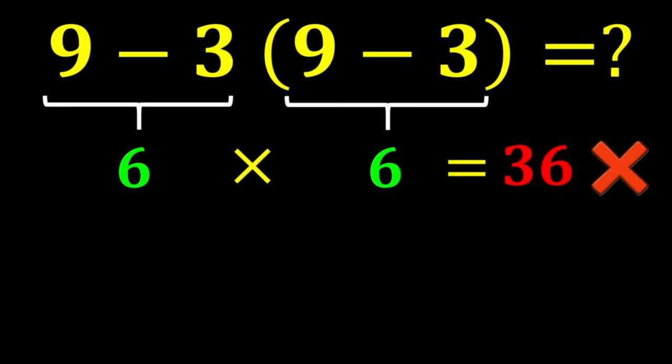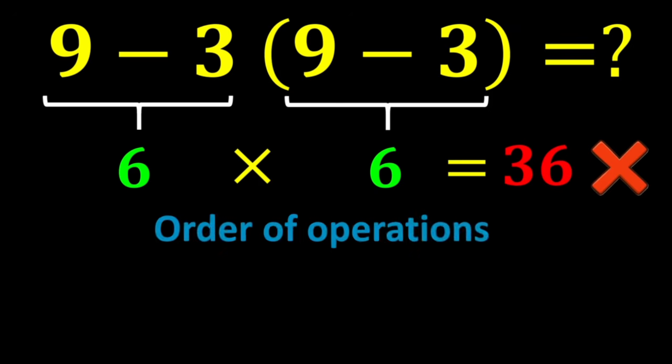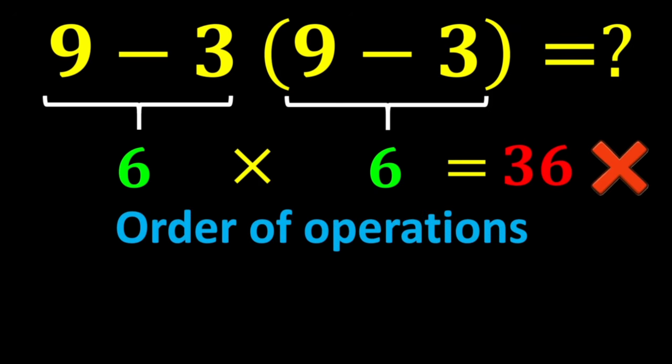But this answer is not correct because we did not follow one of the most important rules in mathematics called the order of operations. The order of operations tells us that when we face a mathematical expression, we cannot start solving it from anywhere we like. Instead, we must follow a specific order called the correct order of operations.